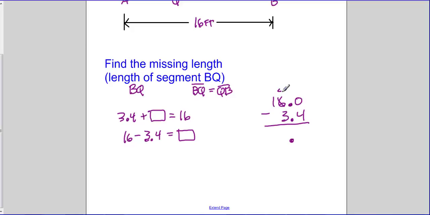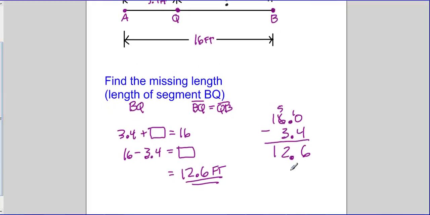Okay, I have to borrow here. That becomes a 5. That's actually now 50. I'm bringing over a 10. 10 minus 4 then is 6. 5 minus 3 is 2. Bring down the 1. That's 12.6. So my answer is 12.6 feet.